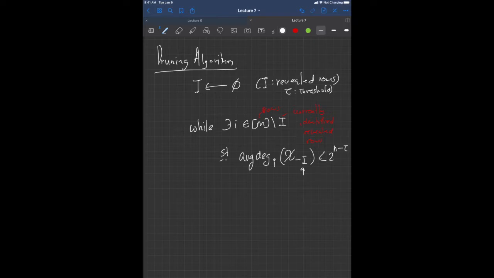So then what do we do? This is definitely a revealed row. So we are going to add i to the current set of revealed rows. So I becomes I union i, and then we continue. Repeat until this does not happen, and at the end we are going to output I. And I claim that I would satisfy these properties.